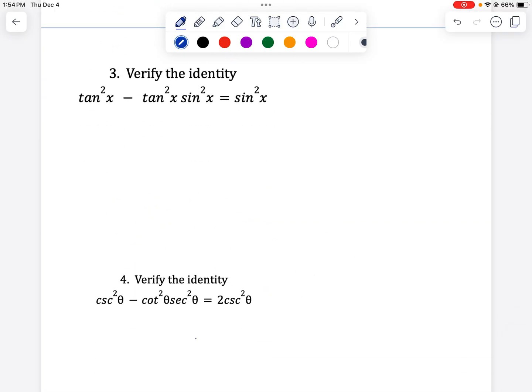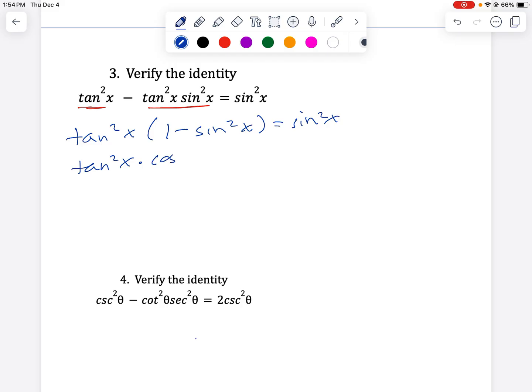Number 3. I recognize that I have a tangent squared in both terms, so I can take out a greatest common factor of tangent squared to make this 1 minus sine squared x. Tangent squared stays the same, and 1 minus sine squared is on your sheet. It's just cosine squared x.